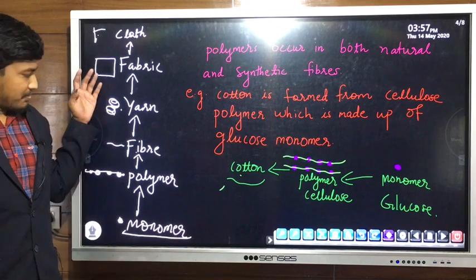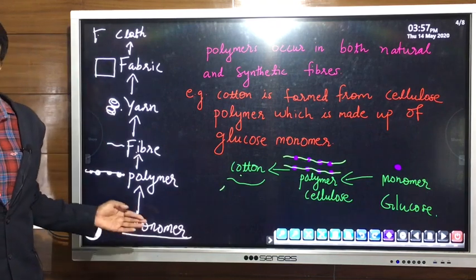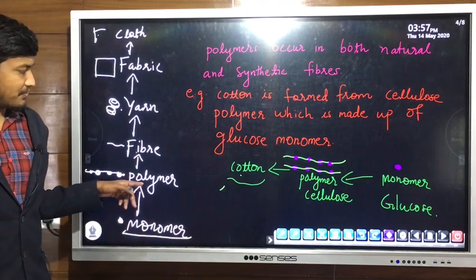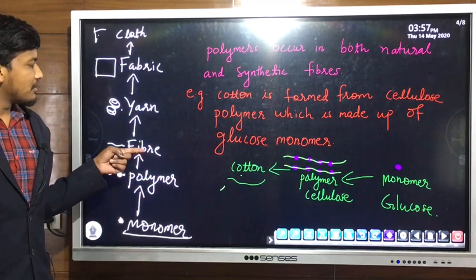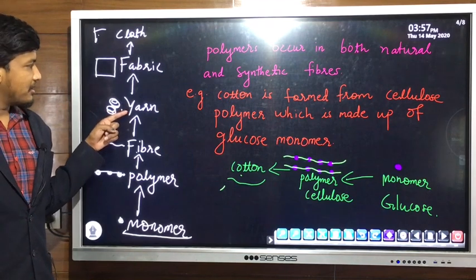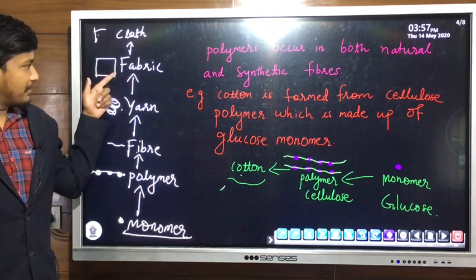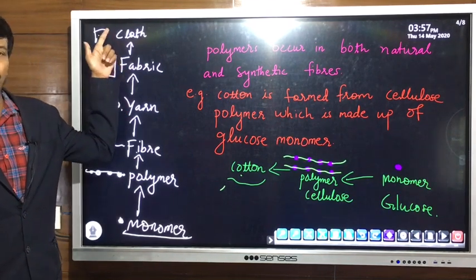So this is the process. It starts from monomer. Monomers combine to form polymer. Polymers are combined to form fibers. From fibers, yarn is prepared. Using yarn, fabric is made, and from fabric we obtain cloth.